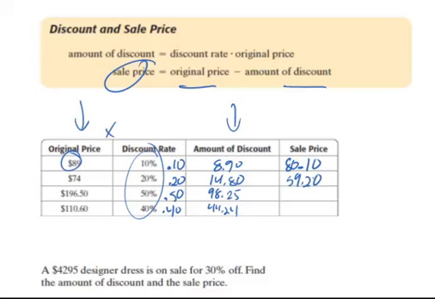If I take 196.50 and I subtract $98.25, I should still have $98.25 because that was a 50% discount. So we saved half, but we had to pay half.